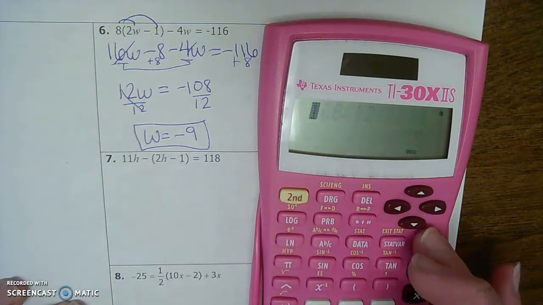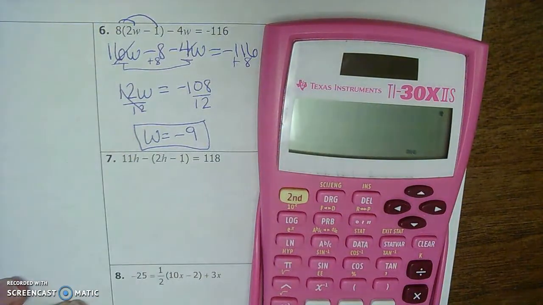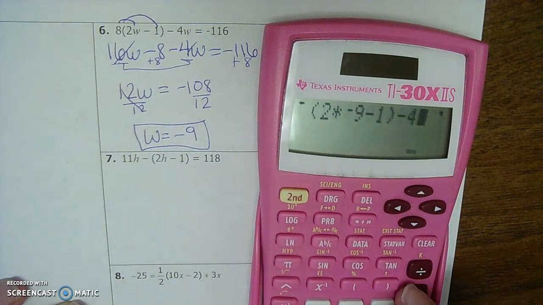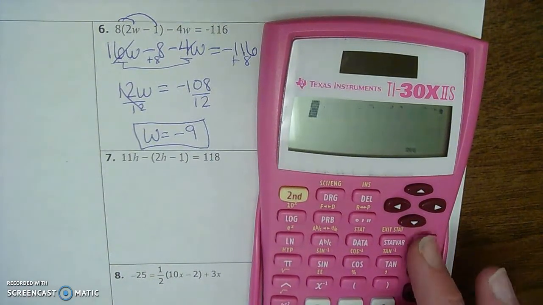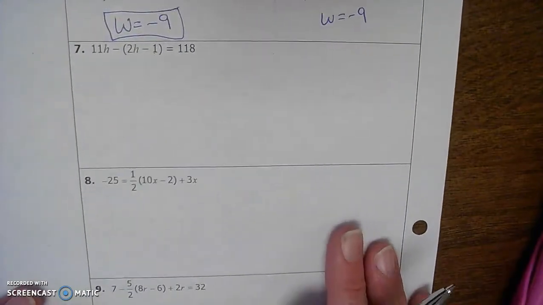Again, when you check your answer, plug it into the very original: 8 parentheses 2 times negative 9 minus 1 parenthesis minus 4 times negative 9. And I do get my negative 116. I cannot stress enough to always check your answer back in that original equation.